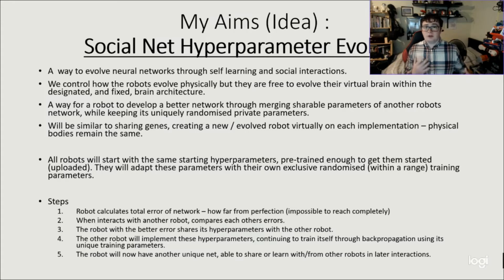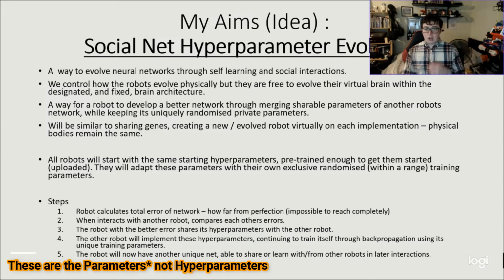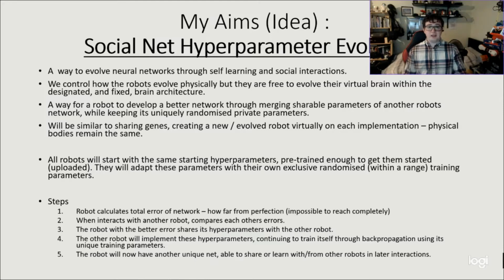But in terms of the evolution itself, the idea is the robot will know what its average error of the network is, and every time it trains it will be slightly different. The more it interacts with the world and then trains from that, it will be slightly different, and its hyperparameters will change. More specifically, the ones that it can share, the values of weights and biases and stuff like that.